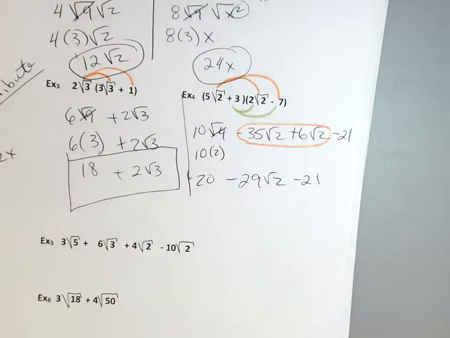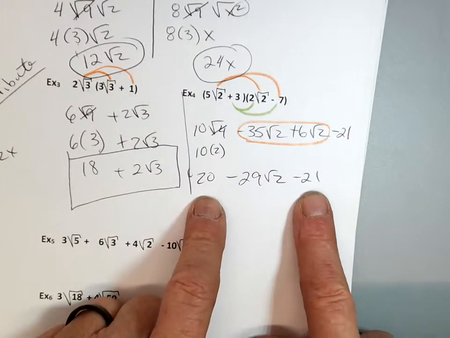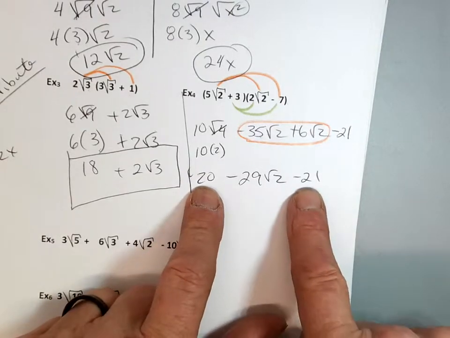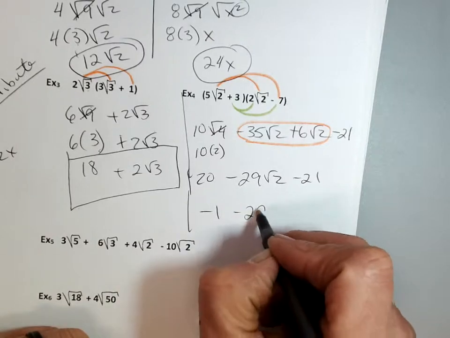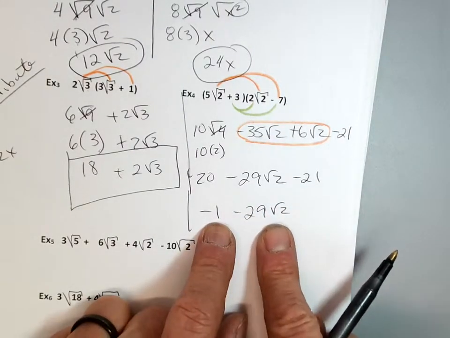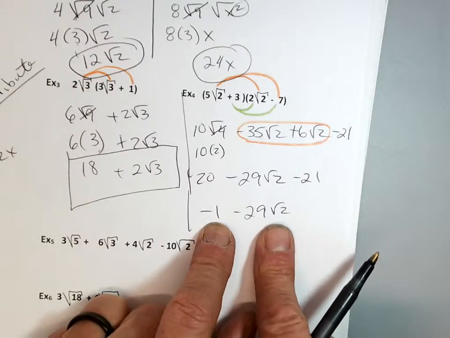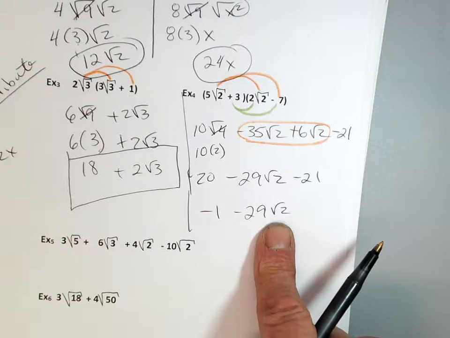Okay, last step. These two are the same, right? That's a regular number with a regular number. Integer minus an integer is a negative 1 minus 29 square root of 2. That's it, because these are not the same. You cannot add or subtract them unless they're the same. You can multiply anything, but you cannot add things that are not the same.